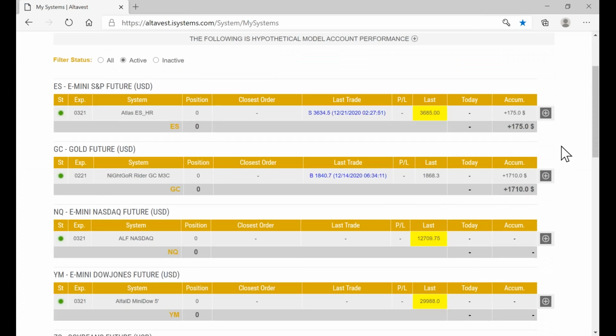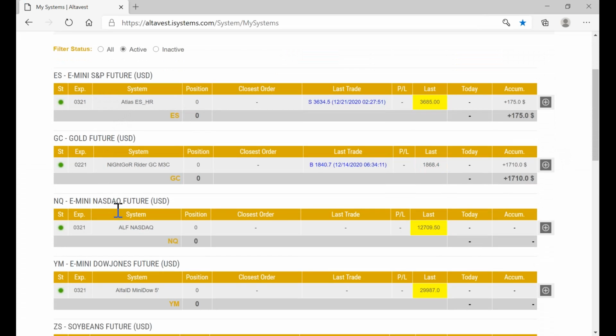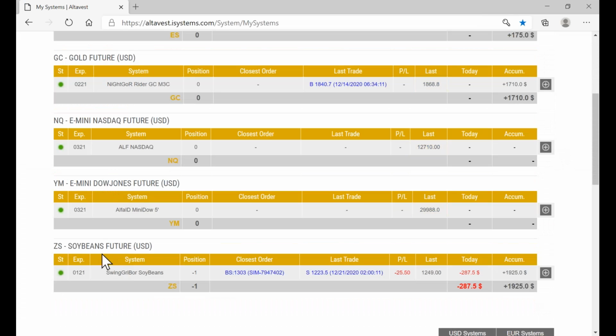Now you can see I have a few other systems that are active. Here's an E-mini S&P. Here's a gold. Here's an E-mini NASDAQ. And here's the one we just did. And then here's a soybean contract, a system trading soybeans. You can see today this is a short 1 contract. It tells you from 12.23 and a half. Currently it's negative, basically losing today so far, $287.50.